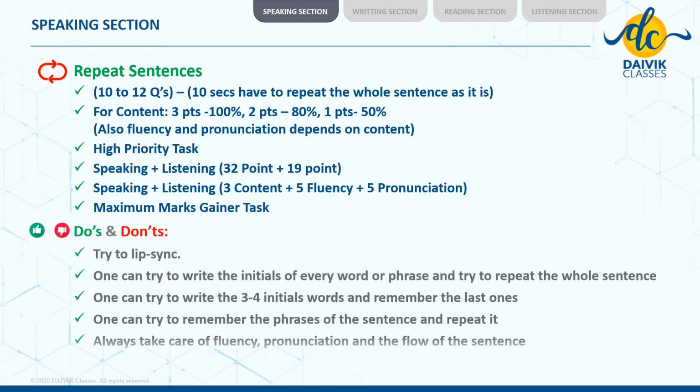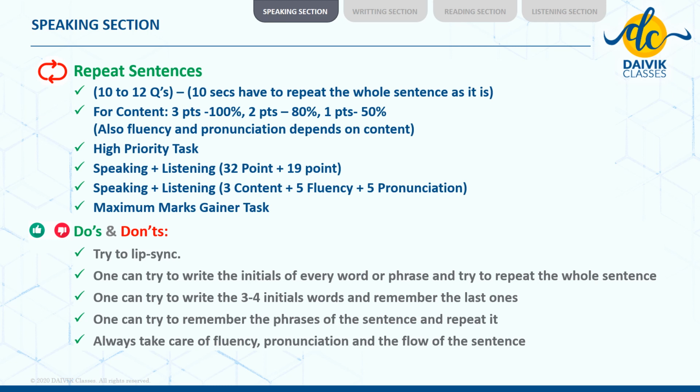Try to lip sync. One can try to write the initial of every word or phrase and try to repeat the whole sentence. One can also try to write 3 to 4 initials or words and remember the last ones. One can try to remember the phrases of the sentence and repeat them. This is one of the strategies which I follow.